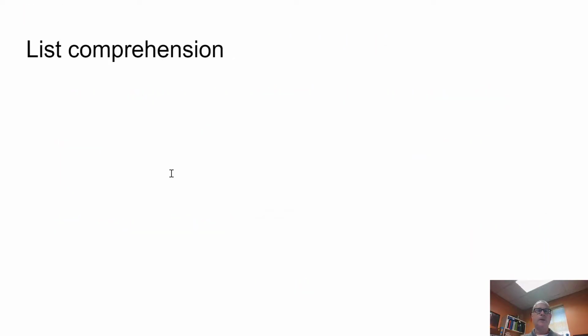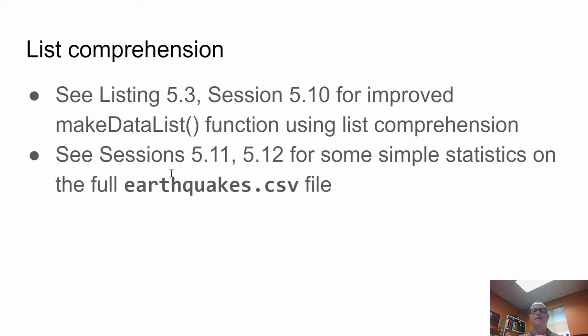Listing 5.3 and session 5.10 have an improved make data list function using list comprehension, and then sessions 5.11 and 5.12 use that to get some simple statistics on that full earthquakes.csv file. So let's go ahead and take a look at that.